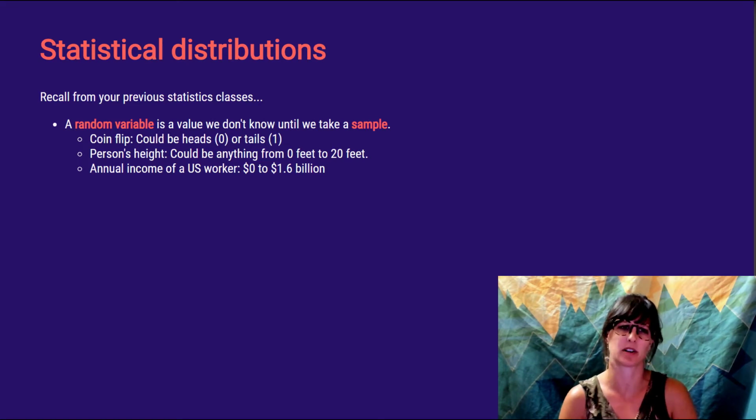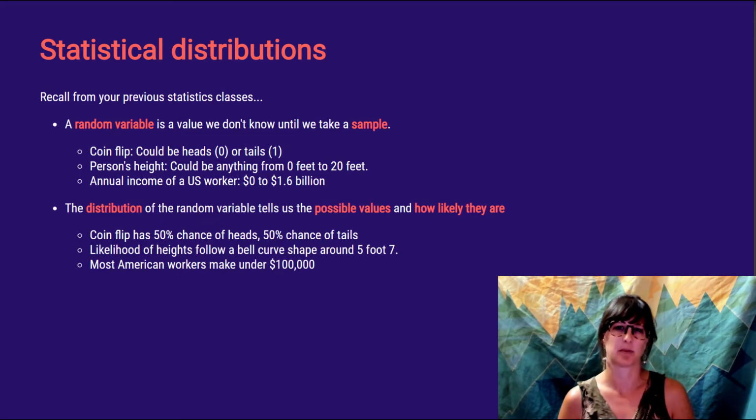And so this is important because we need some way to describe these random variables. Although we have not yet taken our sample, we need some way to summarize what could happen. And that's what a distribution does. A distribution refers to really any way that we have of communicating what the possible values this random variable can take are, and how likely we are to get those values.